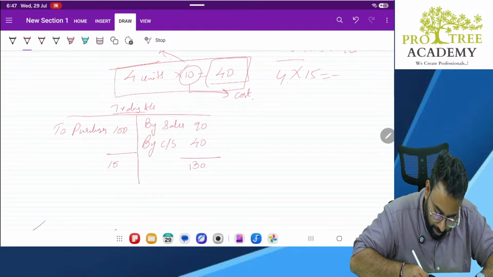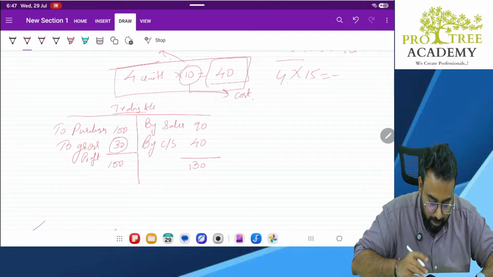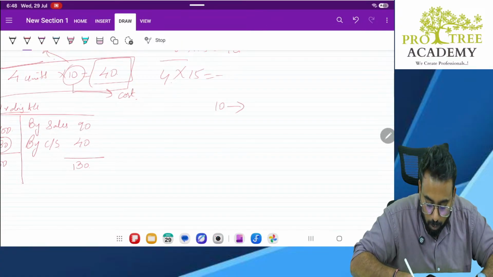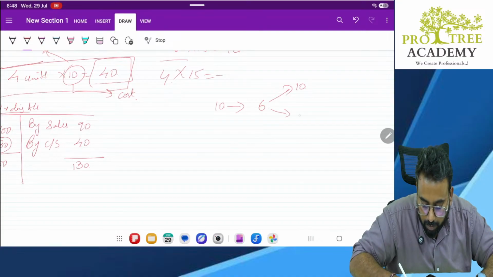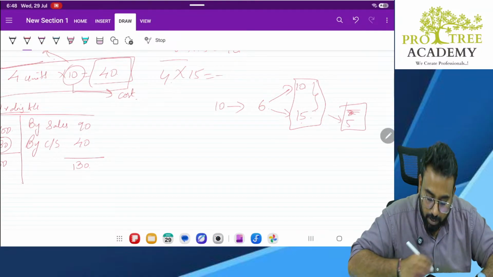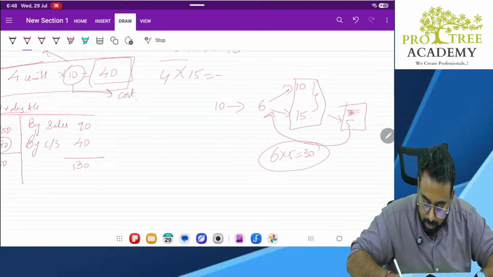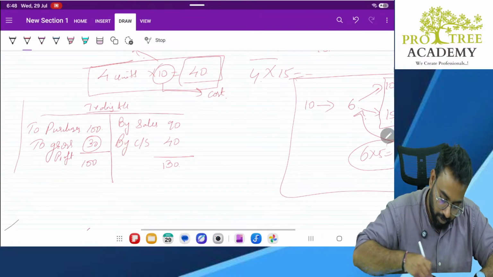Okay, everybody? What is the total? 130. Here it is 100. So the difference 30 rupees is nothing but my gross profit. Sir, how did you get this 30, sir? Can you justify it? Yes, I can justify it. How many units you purchased? 10 units, sir. Out of this, how many are sold? 6, sir. What is the purchase price of this, sir? 10 rupees, sir. What is the selling price of this, sir? 15 rupees, sir. What is the difference in selling price and cost price? 5 rupees, sir. So that means on each unit you are making a profit of 5 rupees? Yes, sir. So how many units you sold? 6 units, sir. So 6 into 5 is equal to 30. This is my profit. This is how you solve using mathematics, and this is how you solve using accounts.